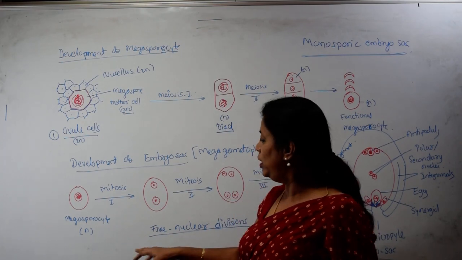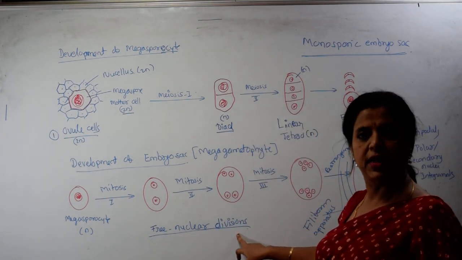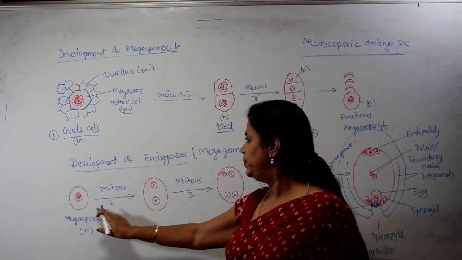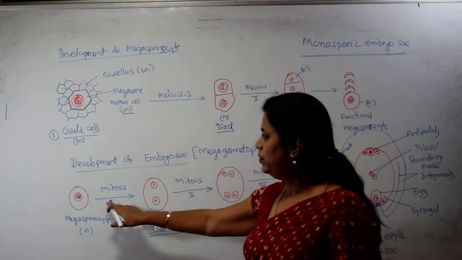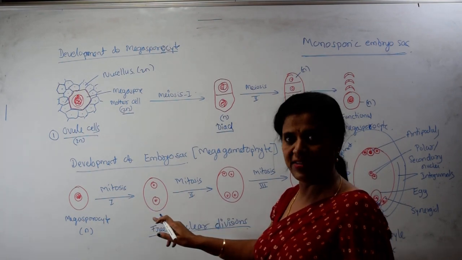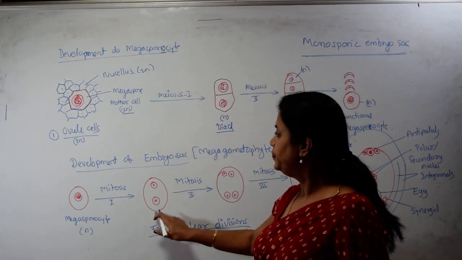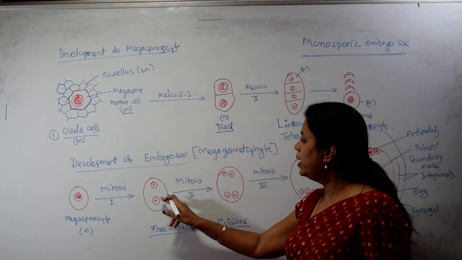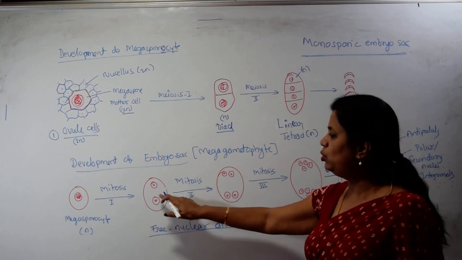But here only free nuclear divisions are taking place. So first, it undergoes meiosis 1. The nucleus, which is haploid in nature, forms 2 nuclear states. This is a 2 nuclear condition. Then again, each of them will go to 2 different poles.